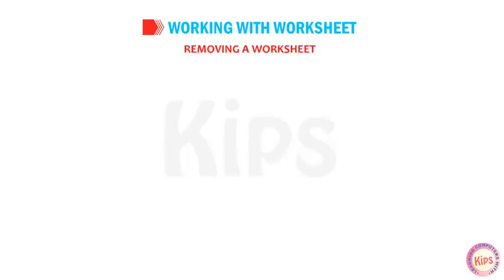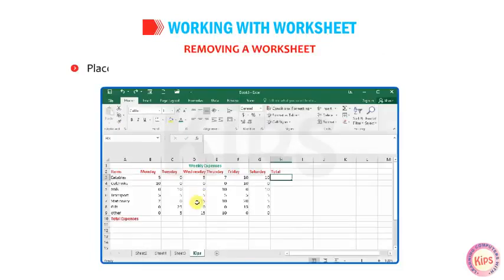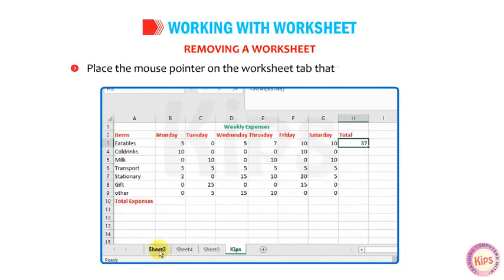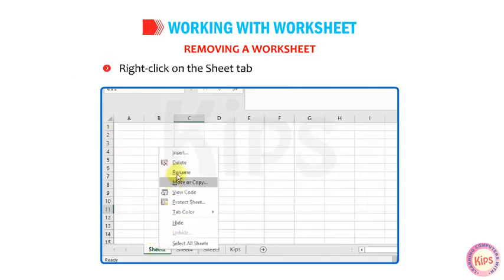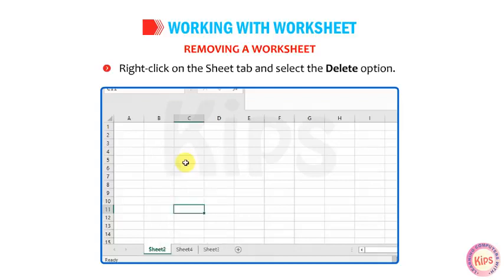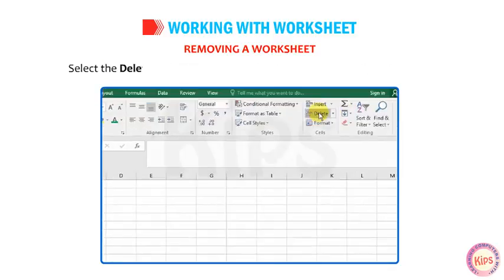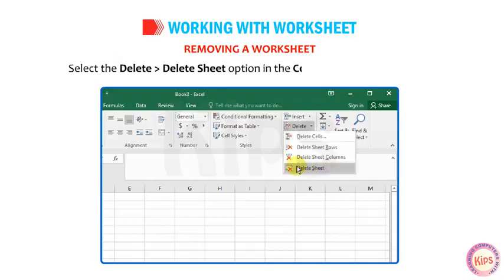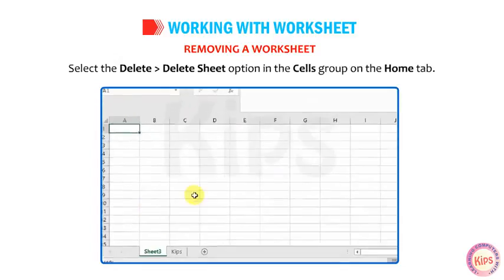Let us find out how to remove a worksheet. Place the mouse pointer on the Worksheet tab that you want to delete. Right-click on the Sheet tab and select the Delete option, or select the Delete, then go to Delete Sheet option in the Cells group on the Home tab.